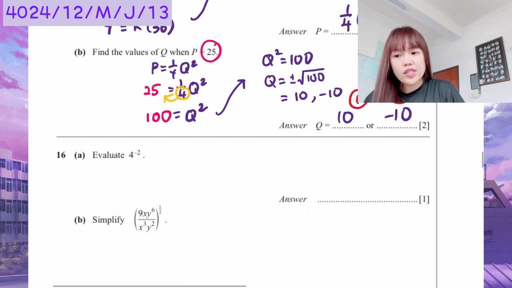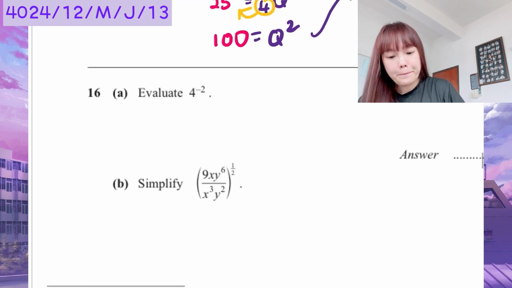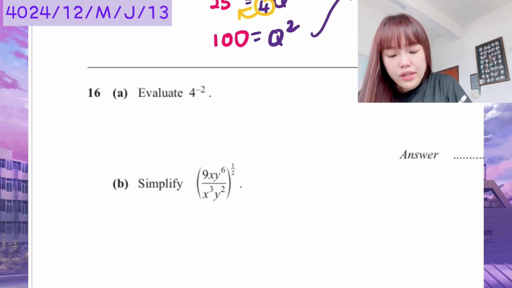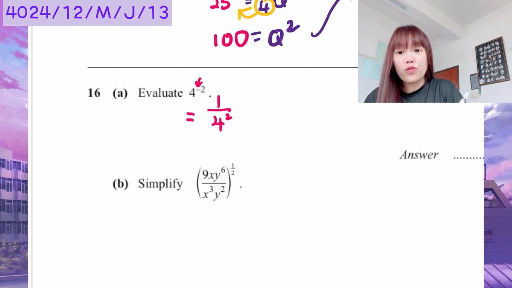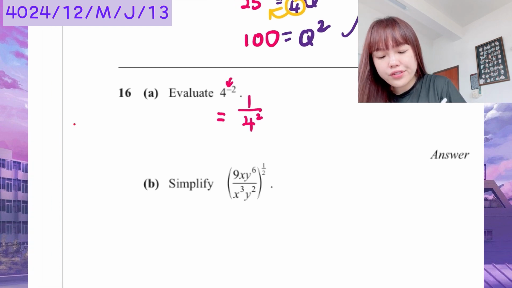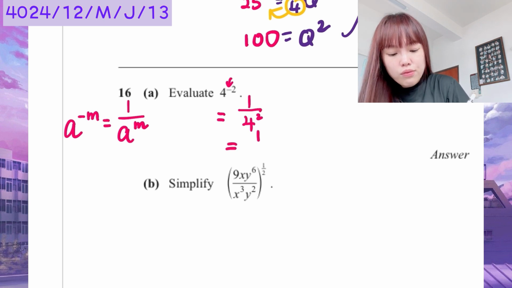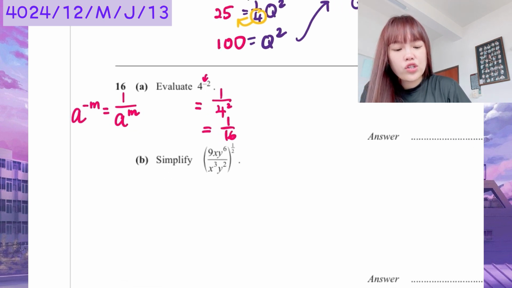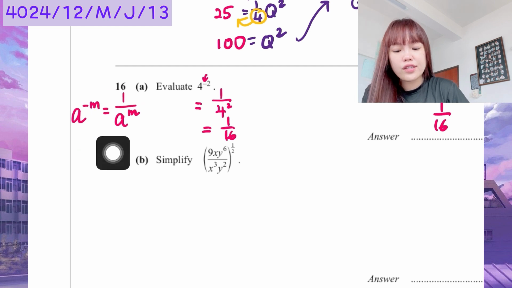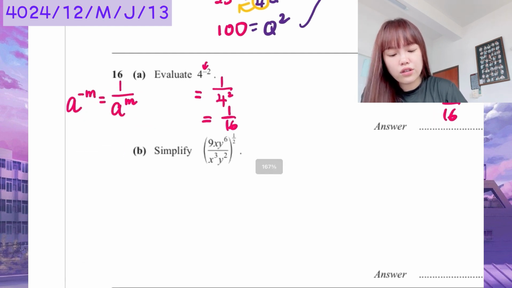Okay, let's look at question 16a. This is 4 to the power of negative 2, which is also 1 over 4 squared. Okay, this negative means 1 over. You need to know the law of indices. If you have a to the power of negative m, it will become 1 over a to the power of m. Okay, this is one of the laws of indices. So this one will become 1 over 16. So this question is testing your law of indices. Okay, take note of that.